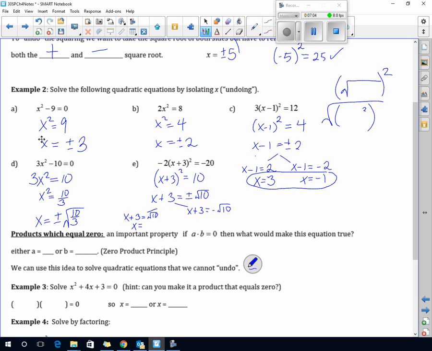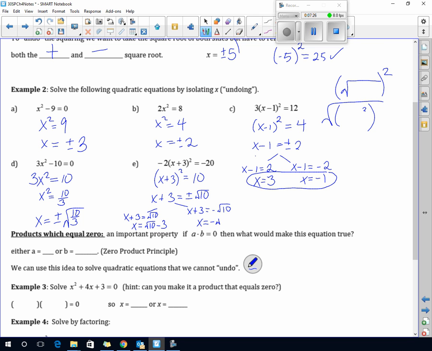Or you could grab your calculator at this point and get a decimal approximation for it. But you can't actually do anything together with it. And so what do we get over here? Negative root 10 subtract 3. Okay, any questions before we move on?